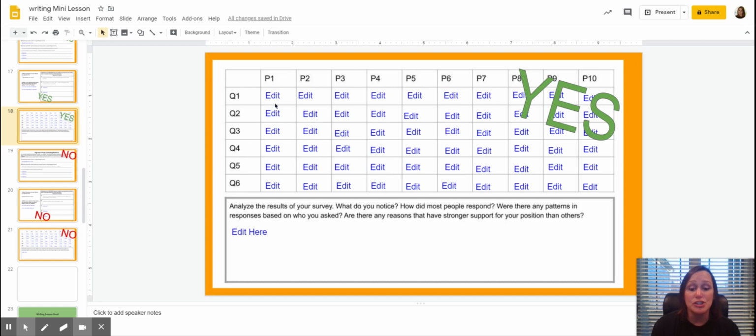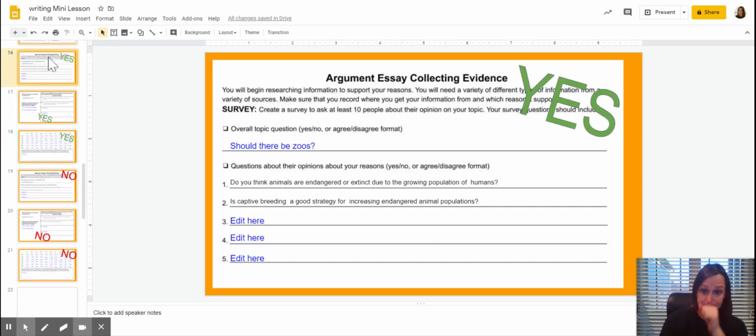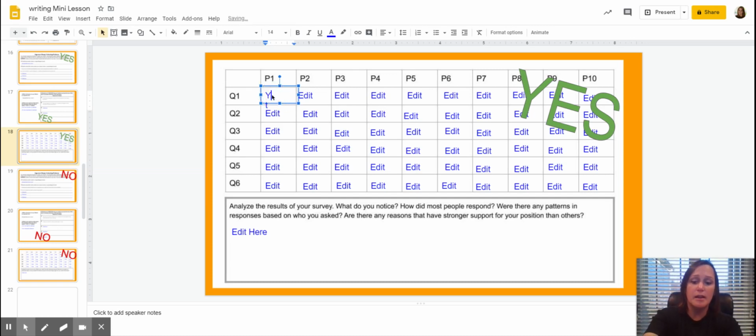As you ask them your questions, you're going to write their responses. So I would ask my first question. Let's say I talk to Mr. Dersham. Do you think animals are endangered or extinct because of the growing human population? And he would say, well, Mrs. Dersham, I actually believe that is true. So yes, I do think that's a problem. So I'm going to come over here and write yes, because his response was, yes, it's a problem. And I'm going to ask him the next question.